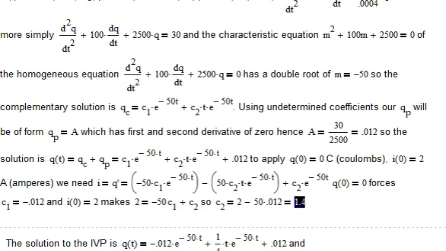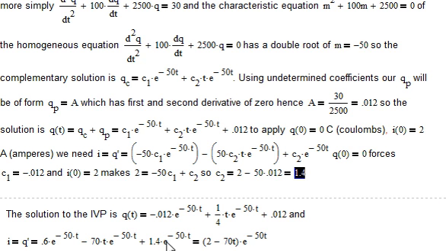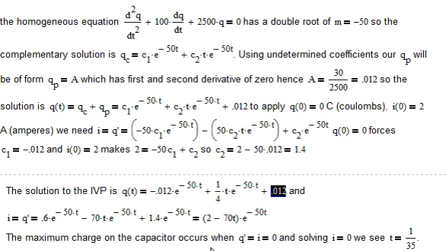So that means we've got our constants, and the solution to the initial value problem is Q of t equals negative 0.012 e to the negative 50t plus 1.4 t times e to the negative 50t plus 0.012. And the I is Q prime, so take derivatives of this. That's 0.6 e to the negative 50t, careful, minus 70t e to the negative 50t, plus, taking a derivative, 1.4 e to the negative 50t.